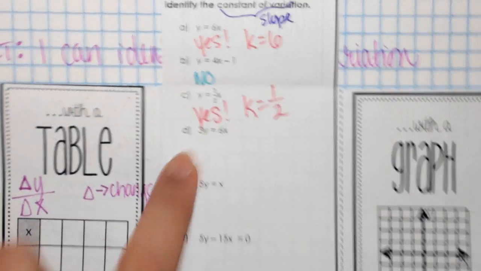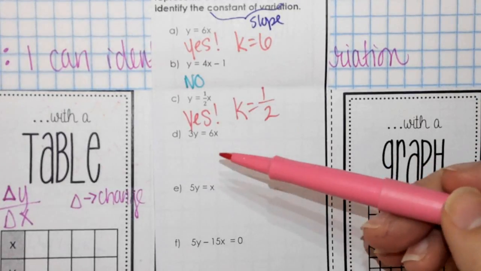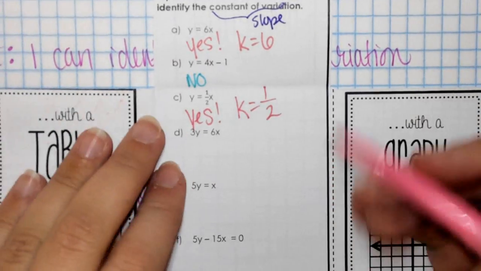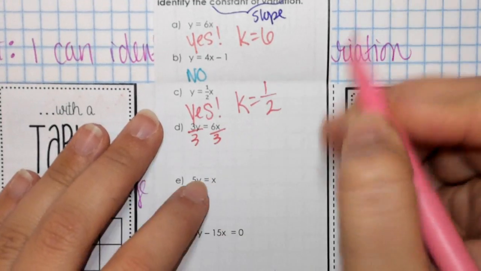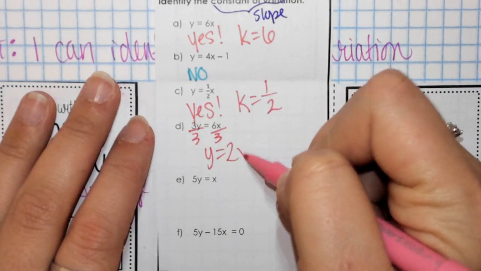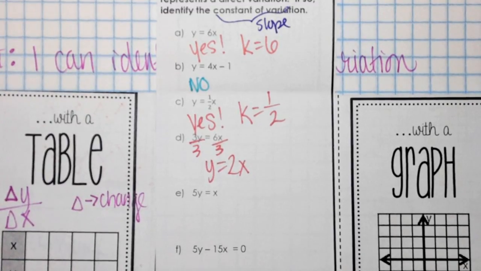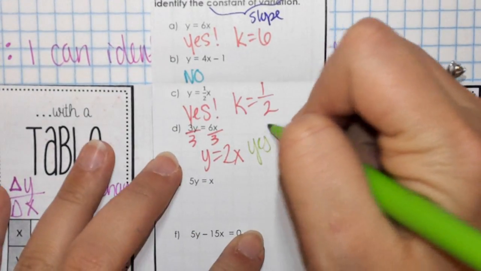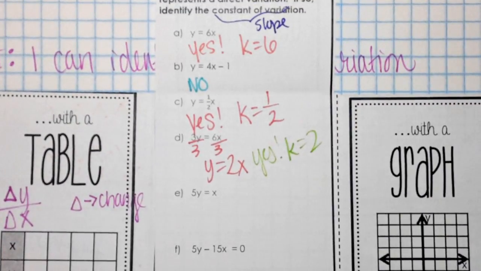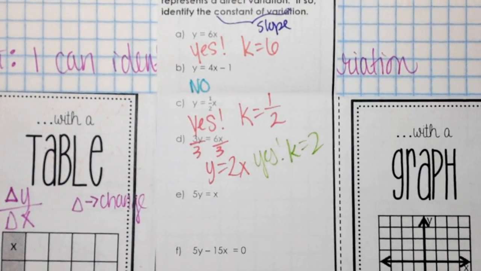Alright, now let's look at D. Now, our goal is for it to have y by itself. Can we get y by itself? We can divide by 3. So everybody divide by 3. And that would give us y equals what? 2x. Now, do we have a y-intercept? Yes, it's 0. And k equals 2. So is this a direct variation? Well, Natalie, if you had said it with confidence, then yes. But you said, I think. Next time, have confidence in your answer. You can do it.